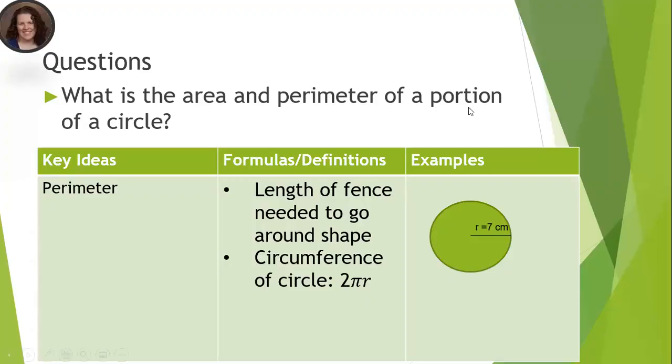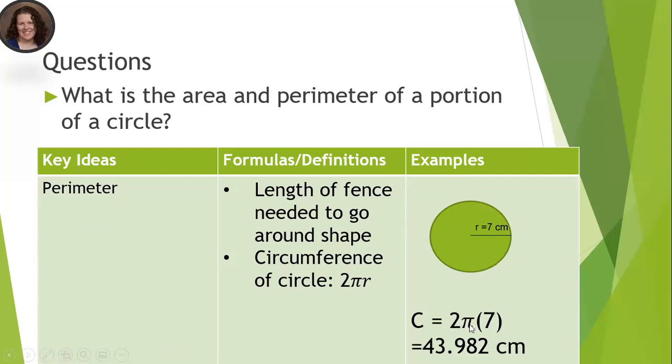So let's continue. So what is the perimeter? The perimeter is going to be the idea of the length of the fence that you need to go around the shape. When you have a circle, the perimeter is called a circumference, and the formula is 2 pi r. So in our example here, here's our circle. The perimeter is going to be this outside edge of the circle.